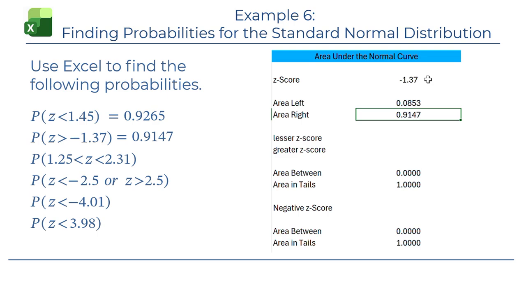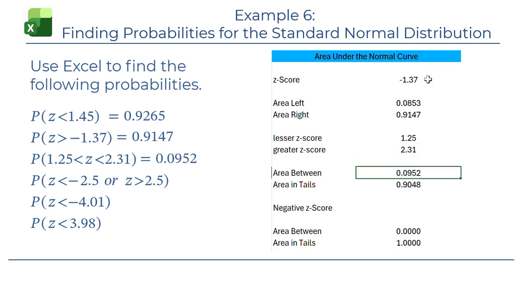Next, we're looking for between two values, and the two values are different. So I'm going to go to the lesser z-score, 1.25, the greater z-score, 2.31, and I'm looking for the area between those two, which is 0.0952.